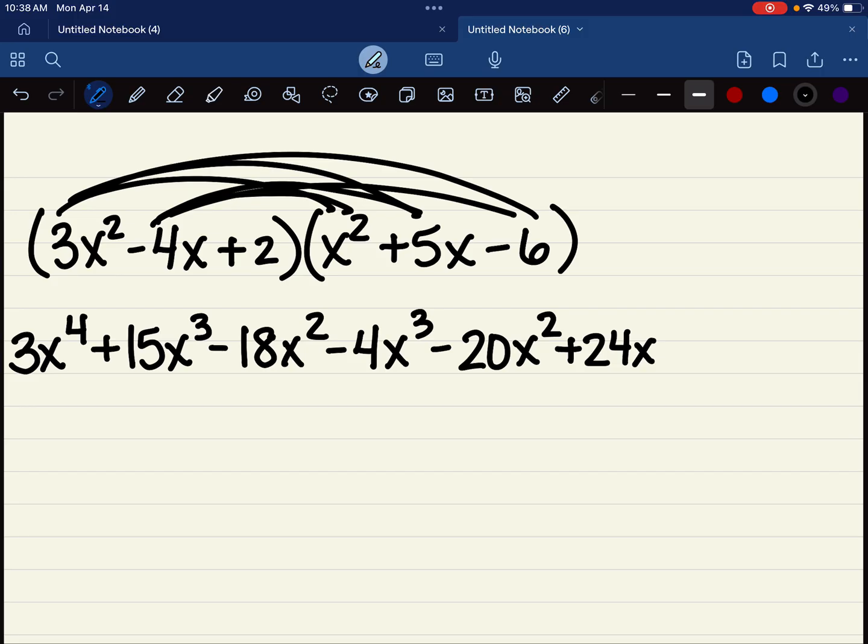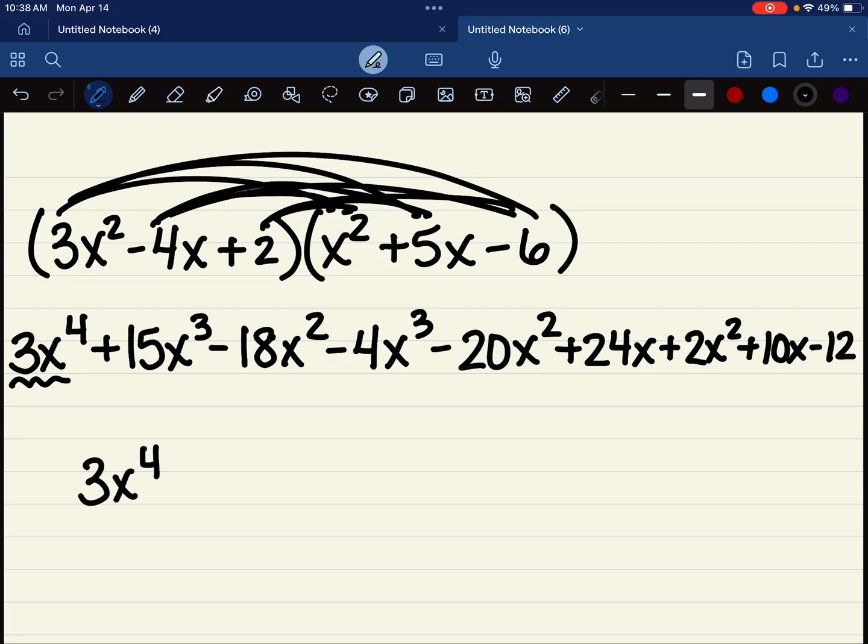2 times x to the second. Okay. And that would give me 2x squared, okay, 2 times 5x, 10x, and 2 times negative 6. Negative 12. Good. Okay. Alice, what's the first thing I should bring down for my answer? 3x to the fourth power. Good, because it has the biggest exponent. So I'm going to bring down 3x to the 4th.